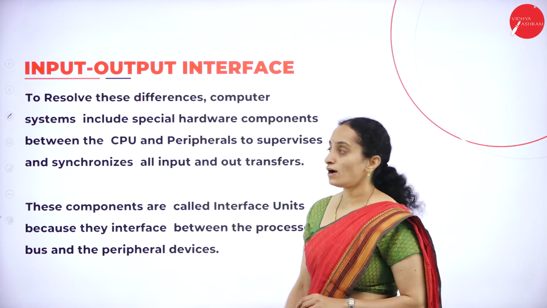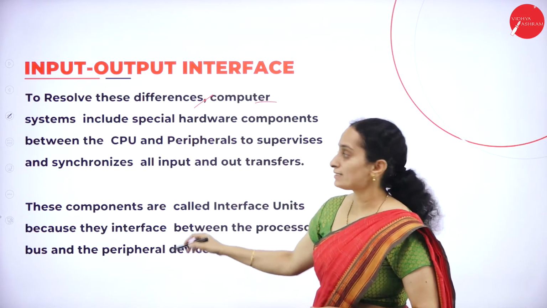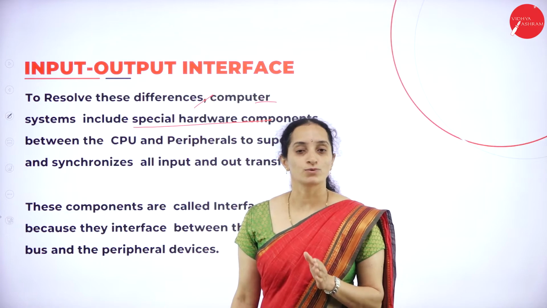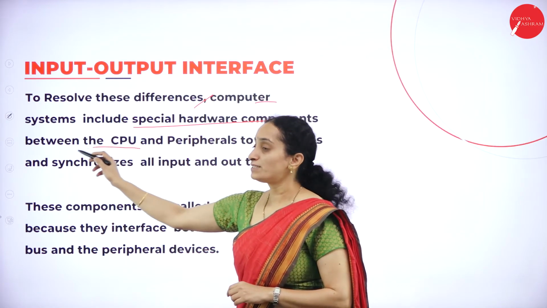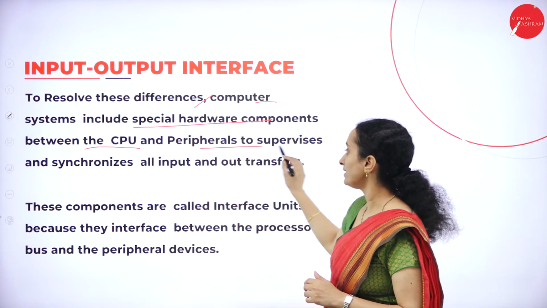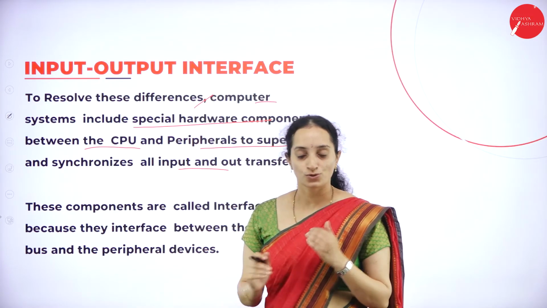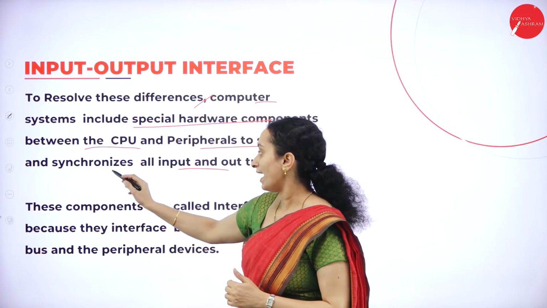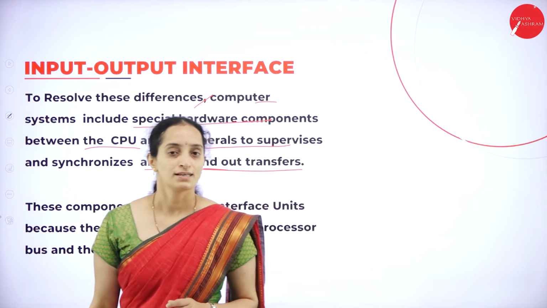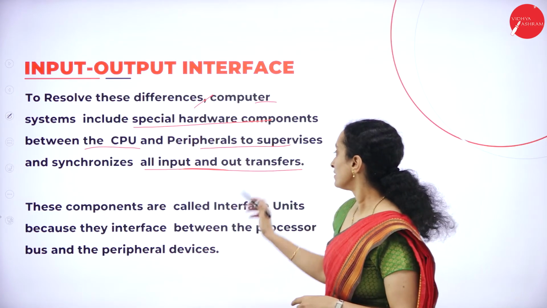Now, to resolve these differences, what can we do? Computer systems include special hardware components between the CPU and peripherals to supervise and look after the changes, and to synchronize all input and output transfers. They are meant to synchronize the input and output transfers.